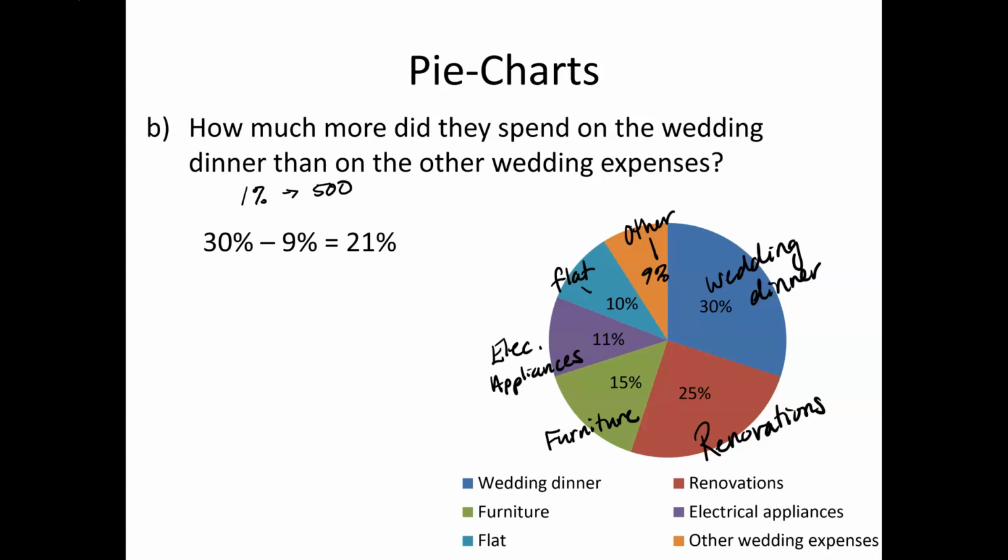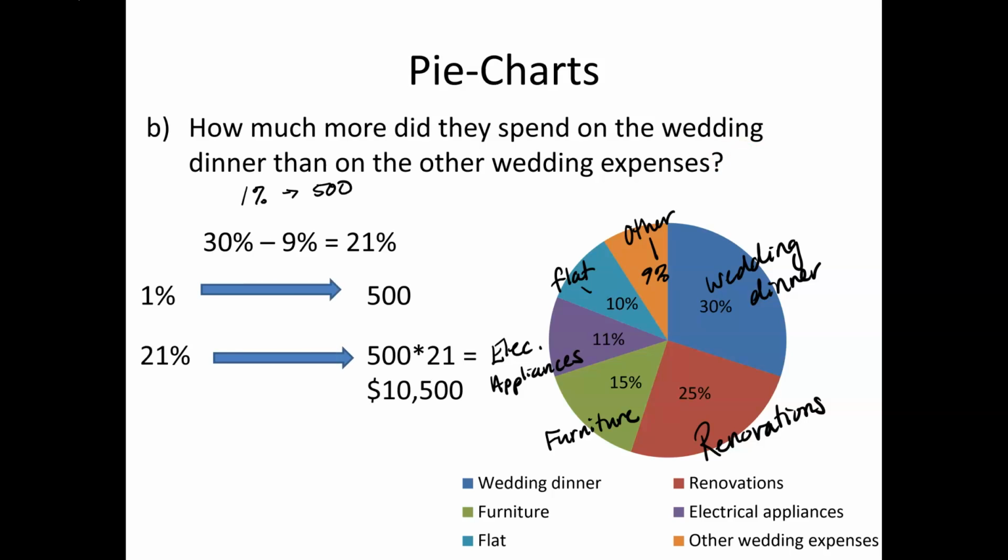So they spent 21% more, but we want to know how much more they spent. So let's use unitary and find that. So 1% was $500. 21% is going to be 500 times 21, or $10,500.